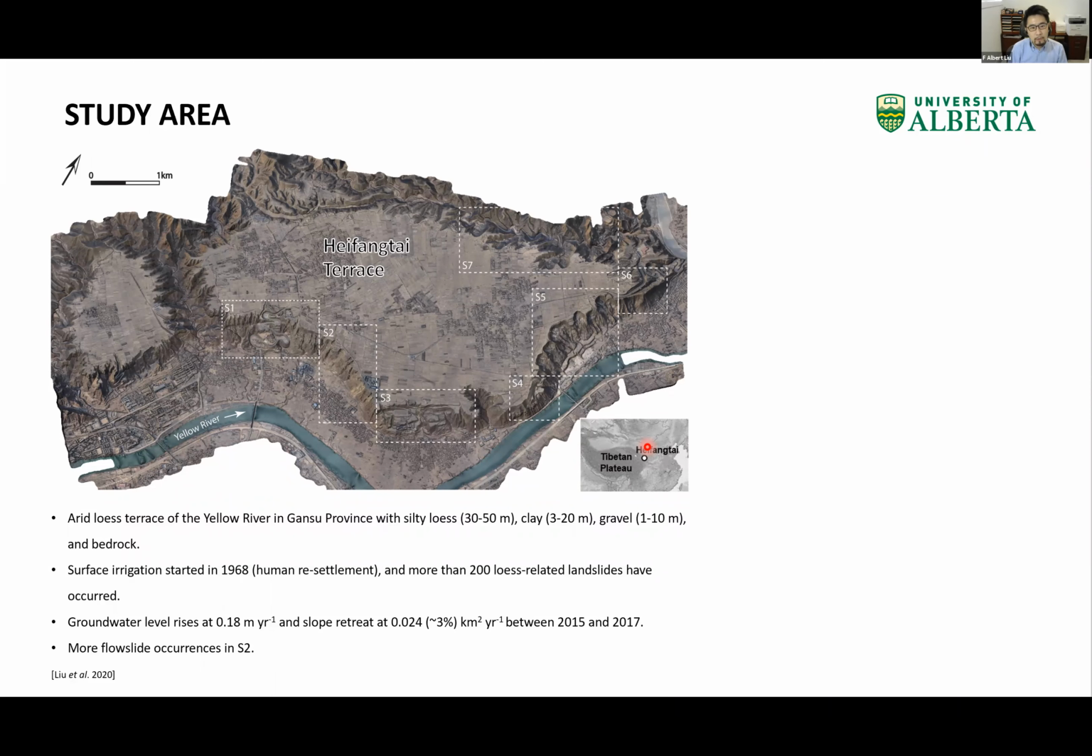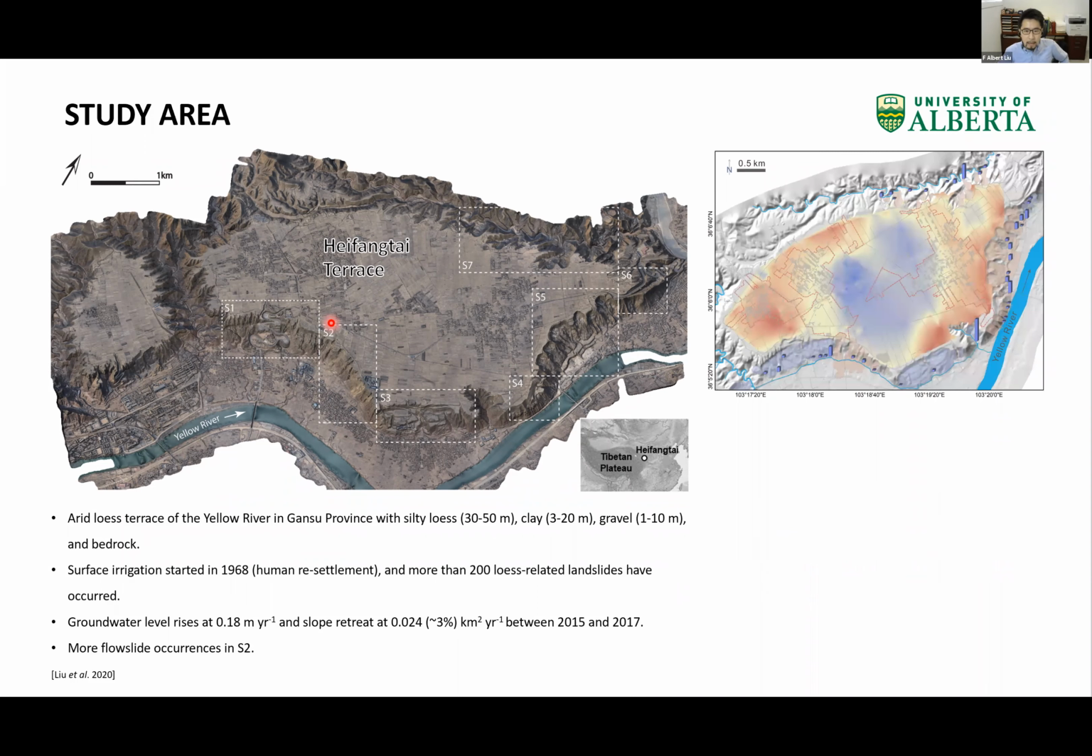Also interesting is that in the past, the flow slides in loess usually occurred predominantly in section 5, which is S5 here, and section 7. But these days we see an increasing number of flow slides occurring in section 2. So at this point, section 2 has become a bit of a hotspot for flow slides in loess in this study area.